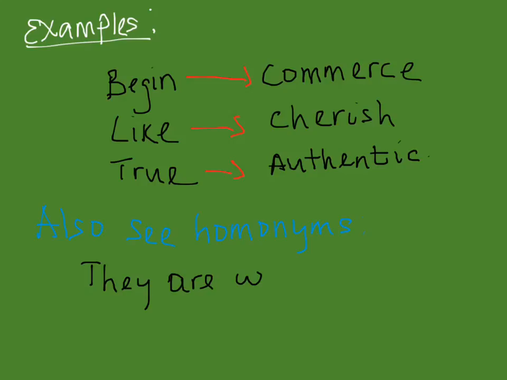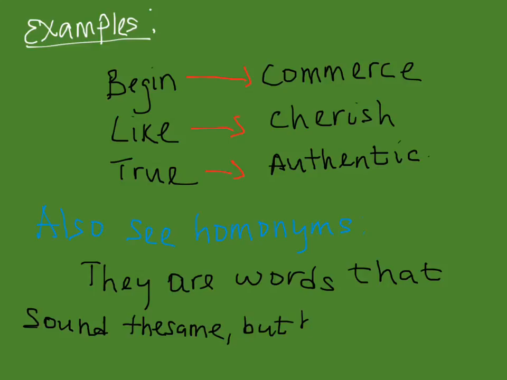Homonyms. What are homonyms? Homonyms are words that sound the same but have different meaning and are written differently. They are written differently, but they have the same pronunciation, they have the same sound, they are pronounced the same.